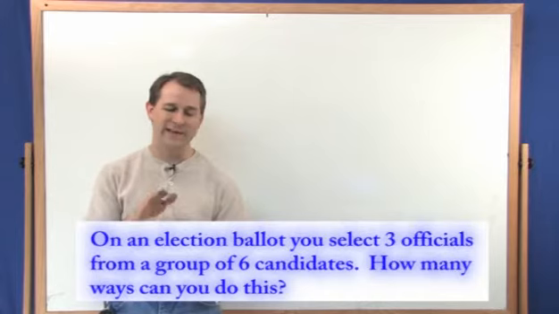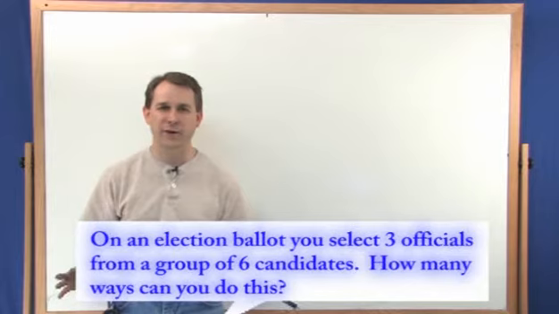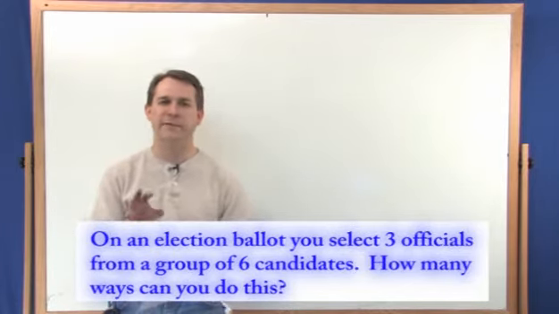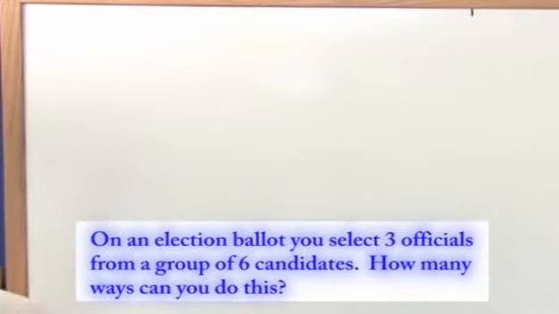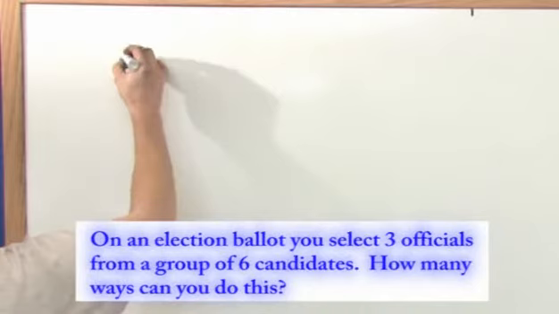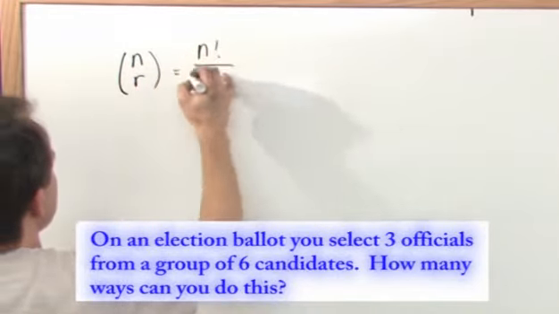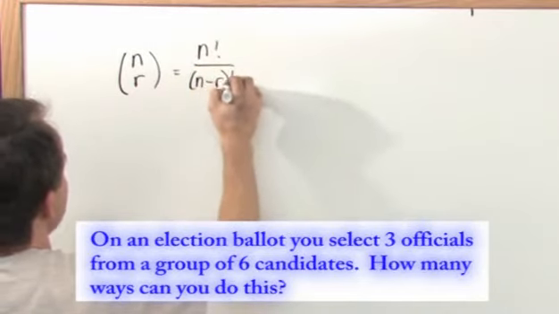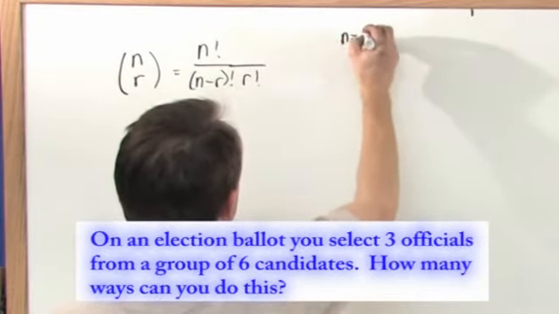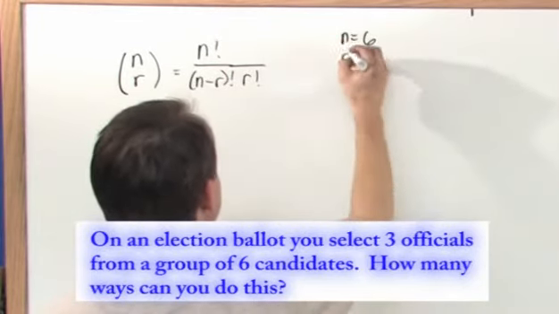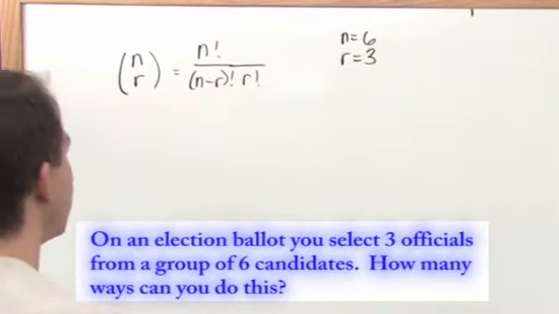So the problem says you select 3 officials from a group of 6. Okay, how many ways can you do this? It doesn't say anything about the order of vice president or president or anything like that. It's very general. The order doesn't matter for this problem. So now that you know that, it's a problem in combinations. The general form for the problem in combinations is n factorial over n minus r factorial times r factorial. In this problem, n is equal to 6 because I have 6 people running for office and I'm taking 3 at a time. It says 6 people and I select 3. So n is 6 and r is 3.